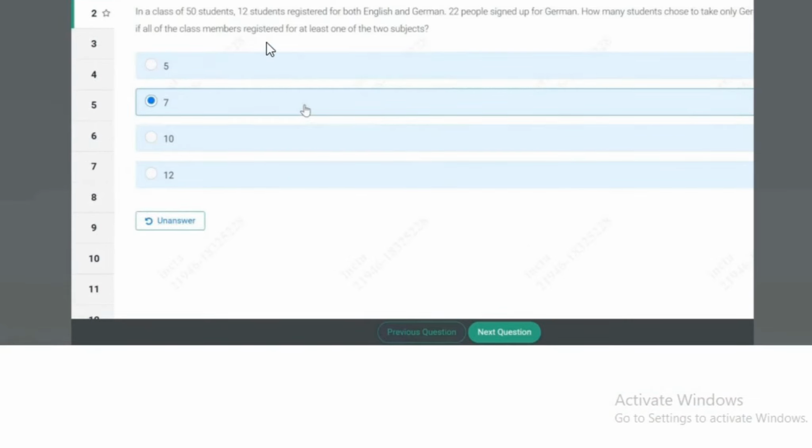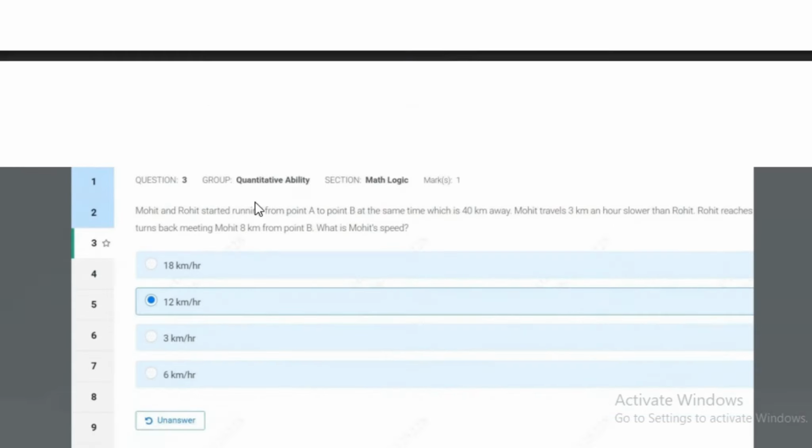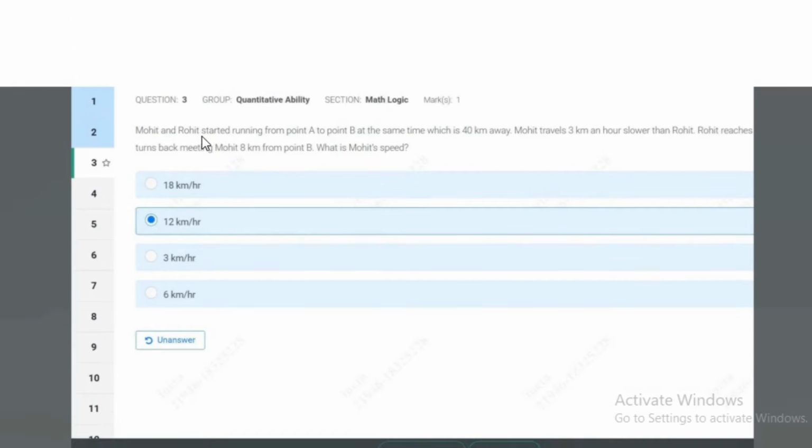And the next question is, in a class of 50 students, 12 students registered for both English and German. 22 people signed up for German. How many students choose to take only German if all of the class members registered for at least one of the two subjects? Here the answer is B, 7.